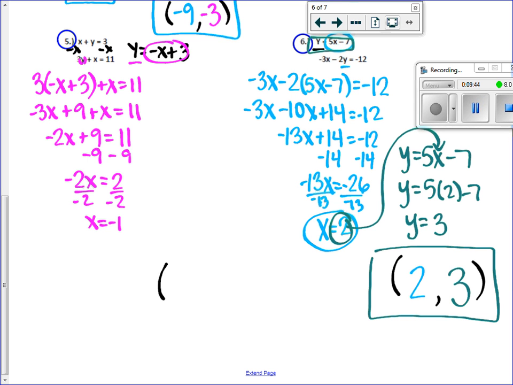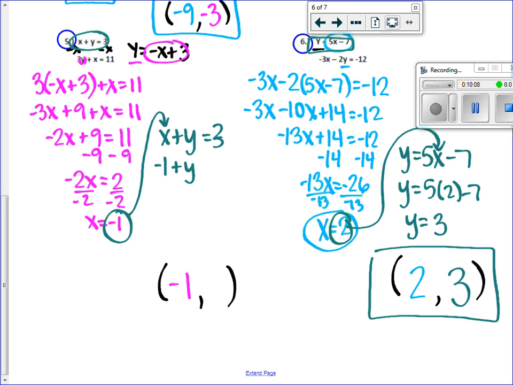Remember, our answers are always going to be in ordered pairs. We just got the x value, it's negative 1. So we're now going to use that to help get our y value back in one of our equations. If we pick x plus y equals 3, take that number we just got for x and plug in for it. So negative 1 plus y equals 3. Adding 1 on each side, so y equals 4. So we got our y value, and now we're done.